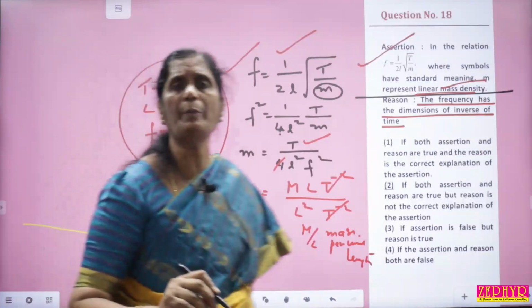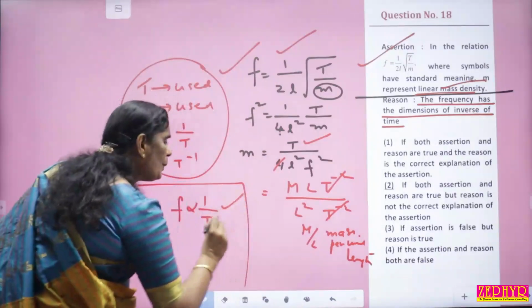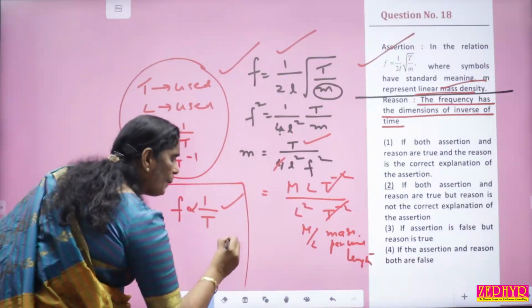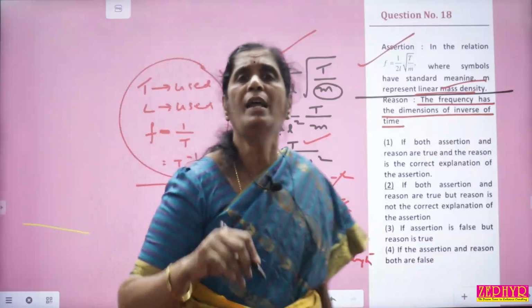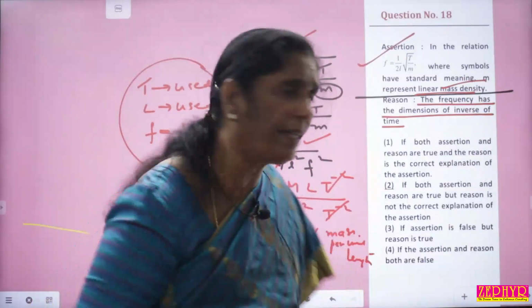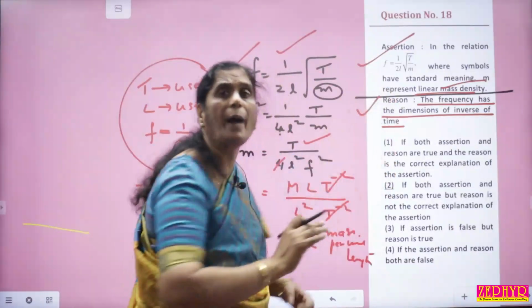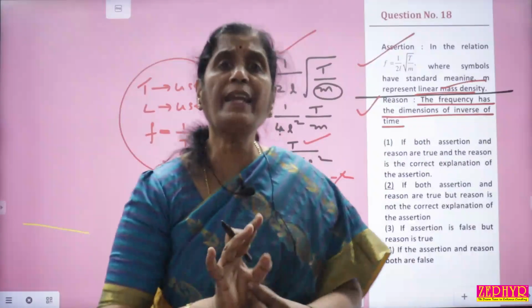F is proportional to 1 by T. Correct, isn't it? F is proportional to 1 by T. So the first statement is correct, and the second statement is also correct.